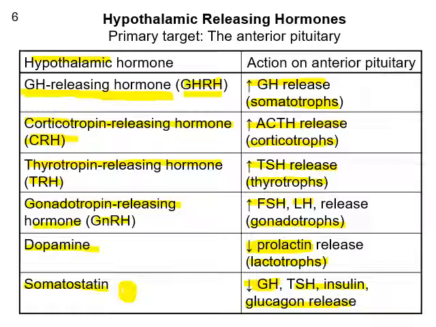So I recommend that you review this slide, either with or without my narration, and unpack all of these letters, so that you know what GHRH is and what GnRH is and what cells release growth hormone, the somatotrophs, what cells release ACTH, the corticotrophs, what cells release TSH, the thyrotrophs, what cells release FSH and LH, the gonadotrophs. It takes some doing to memorize and learn all of these connections.